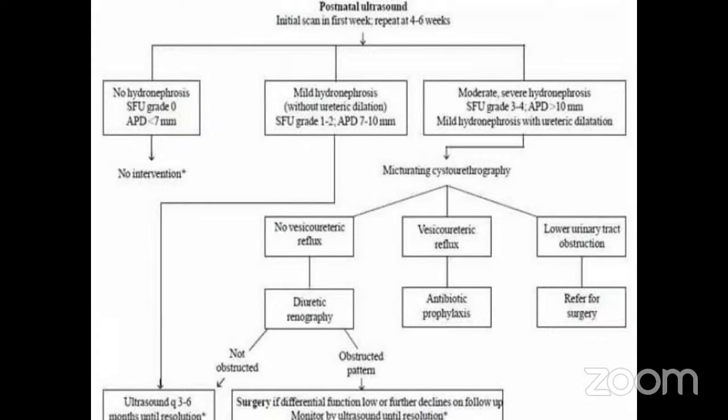We consider continuous antibiotic prophylaxis up to 1 year of age and then follow up the child up to 5 to 6 years. If there is any lower urinary tract obstruction on MCUG, then the child should be referred for surgery. This is the nomogram for the postnatal follow-up and management of the child with antenatal hydronephrosis. Next slide, please.